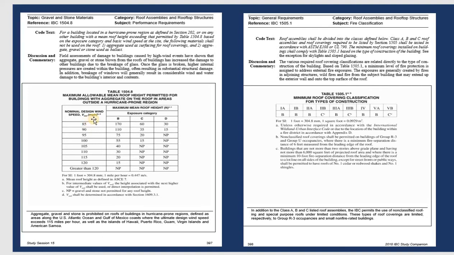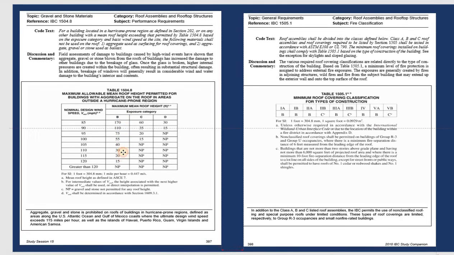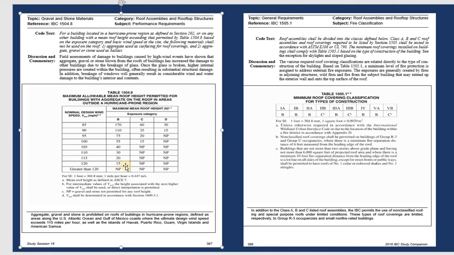So that's why if the wind speed is 85 with category B, you can have a roof height of 170. But if it is category D, you need 30 only for the maximum roof height. If C, you have in between, you have 60. When you increase the design wind speed until 120, and category B, the height of the building is 15 only. And for C and D, they do not permit you to do that. That means the height is not allowed.